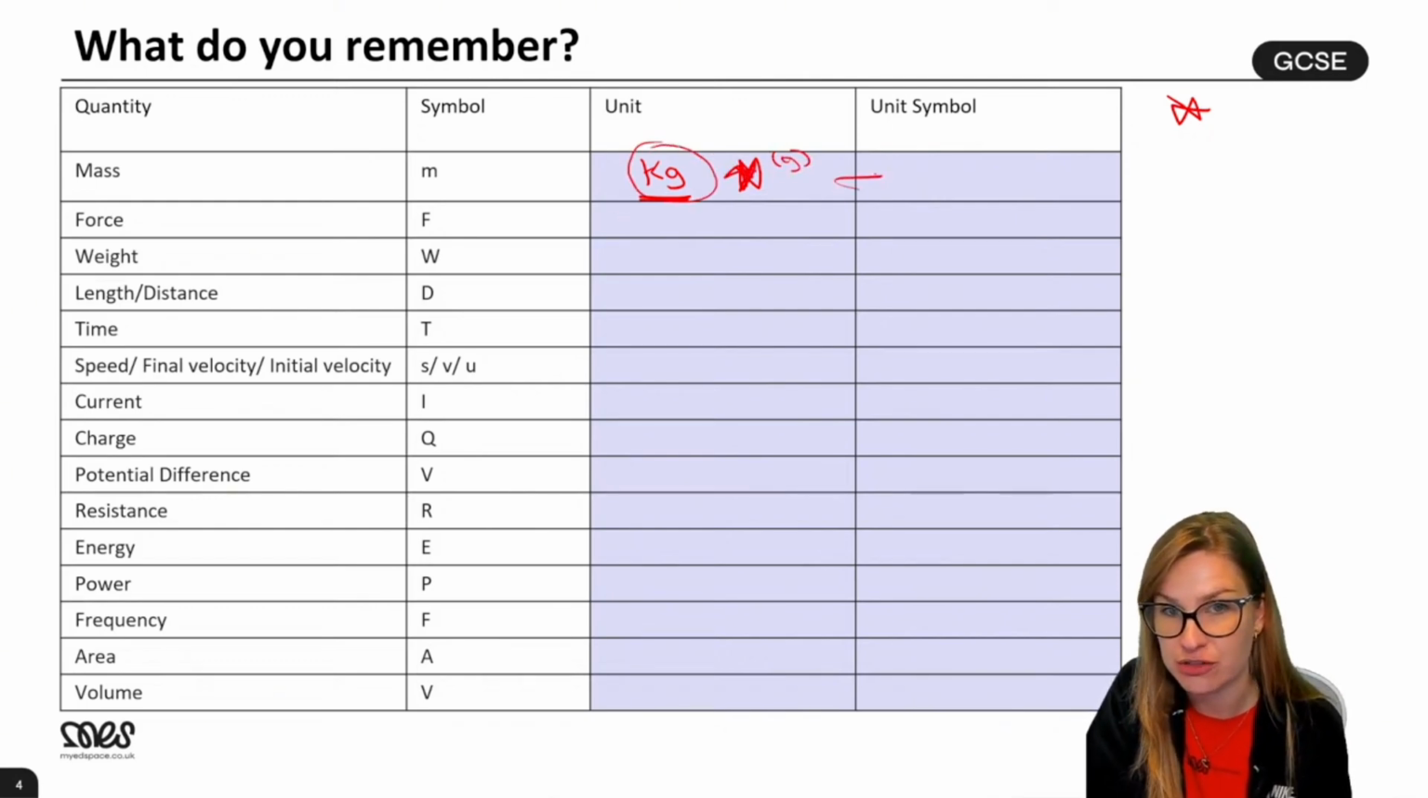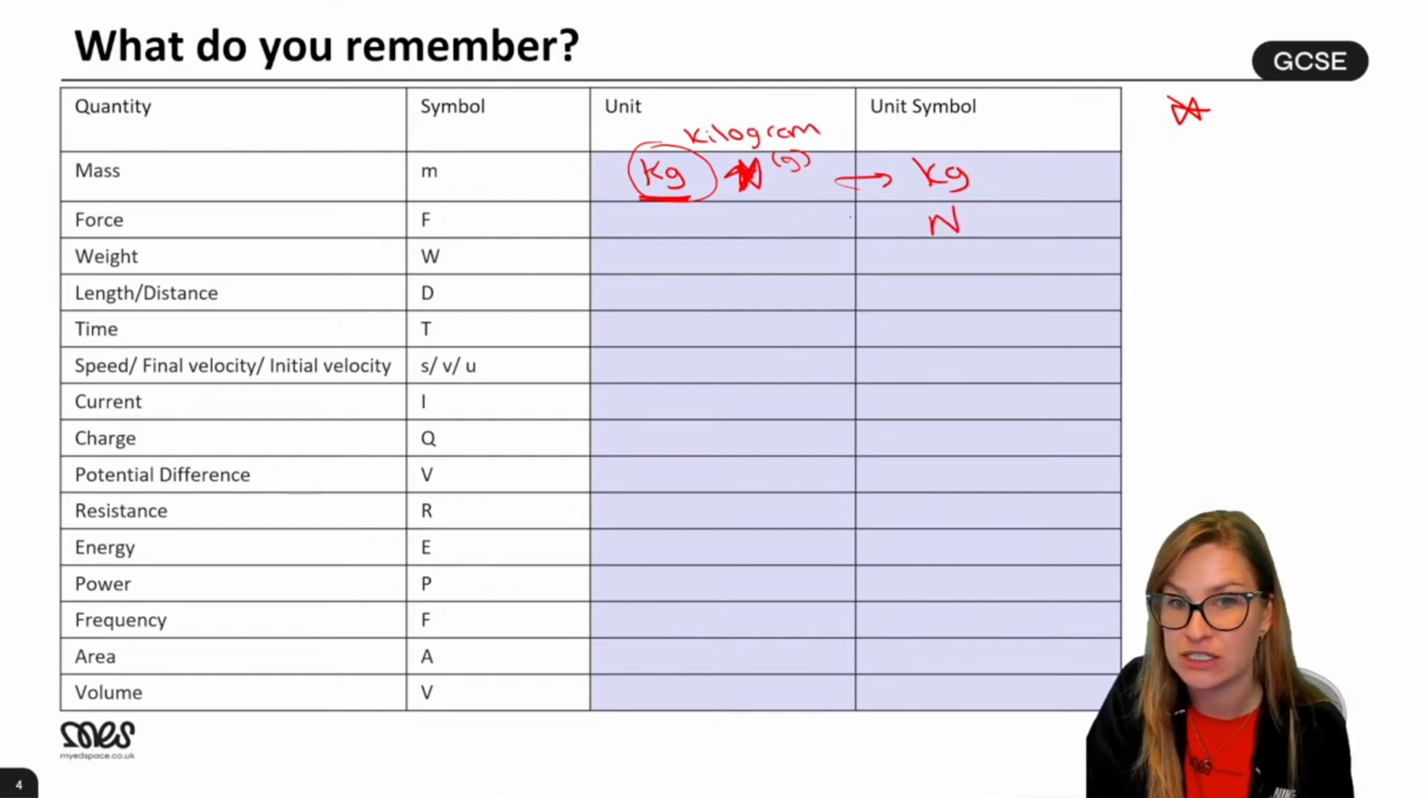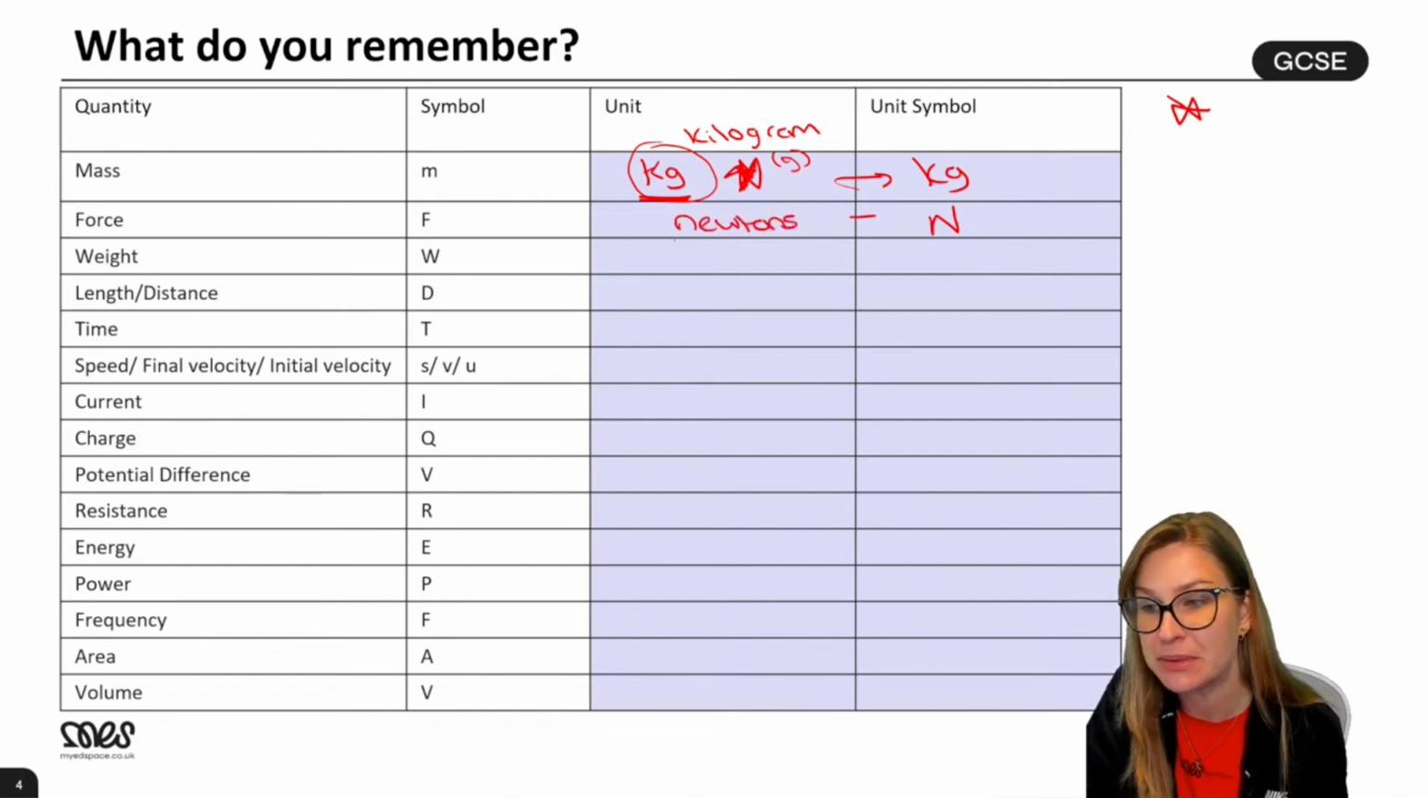So the symbol is kg, and what we call it is the kilogram. What else do we know? Capital N. Remember, it has to be a capital N, and that one stands for newtons. So I'm going to be really picky on you guys today about your symbols, right?